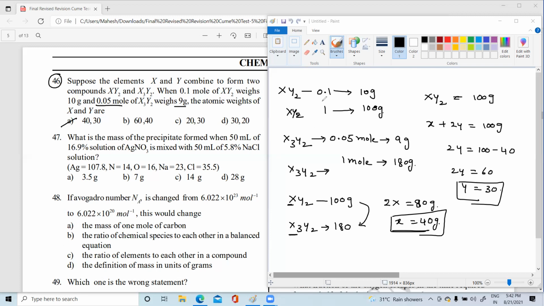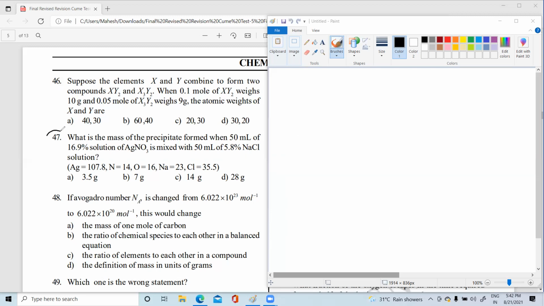Okay, students. Next, question number 47. What is the mass of precipitate when 50 ml of 16.9% solution of AgNO3 is mixed with 50 ml of 5.8% NaCl solution? First look here, AgNO3 reacts with NaCl. So what precipitate will be formed here? AgCl precipitate will be formed and NaNO3 will be produced.